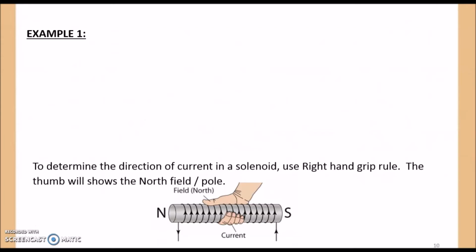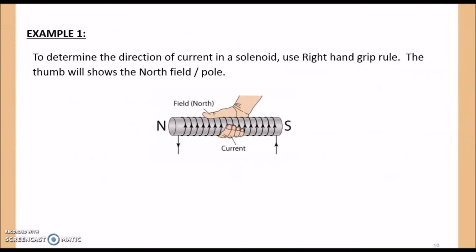How to use the right hand rule? Okay, what you need to do is you need to grip the solenoid. Okay, genggam solenoid tersebut. Gunakan you punya tangan kanan. And your thumb will follow the direction of north. Okay, and then the rest of your fingers will show the direction of induced current in the solenoid. Okay, what about the north and south pole dekat solenoid? It is from the direction of magnetic field inside the solenoid.